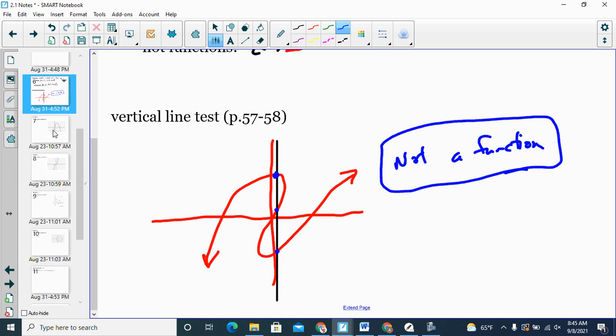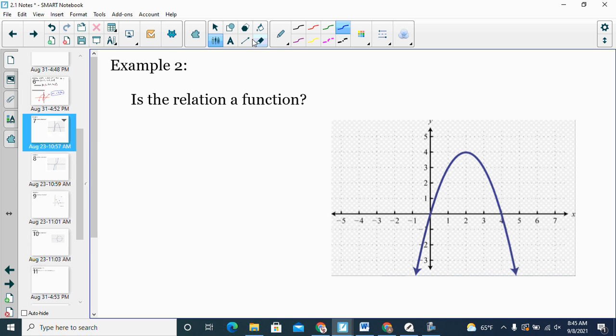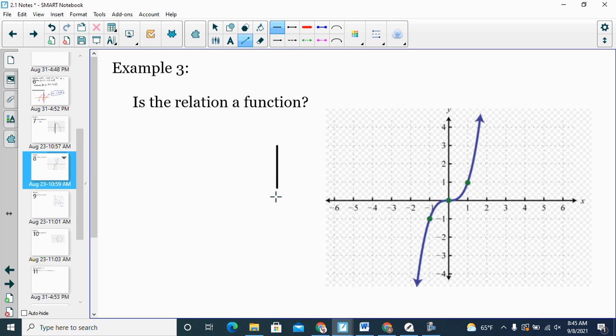So let's take a look at this one. Take a vertical line, and you can use your pencil, might be good. Notice no matter where I go on this graph, there's never a point where I cross through the graph more than once. Therefore, yes, it is a function. This one, also a function. No matter where I go, I never cross through the graph more than once.